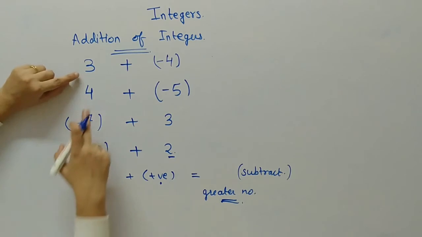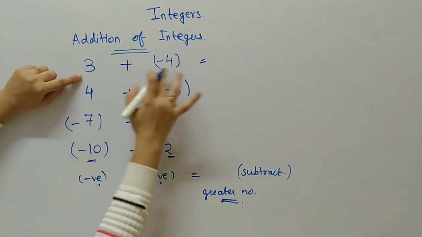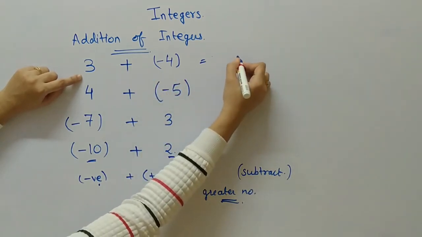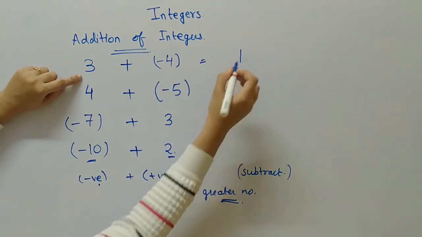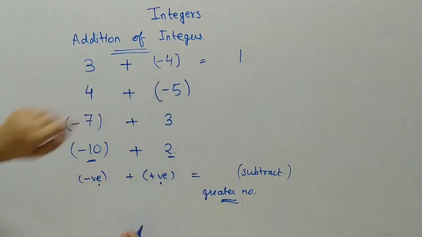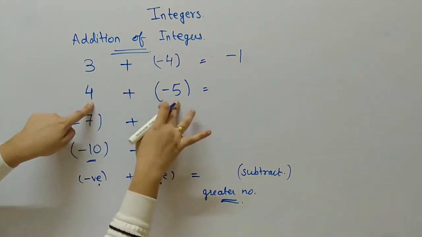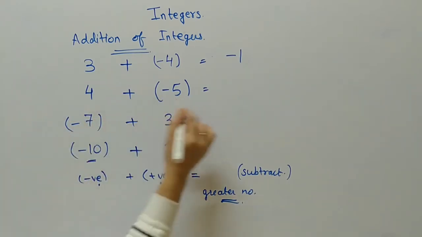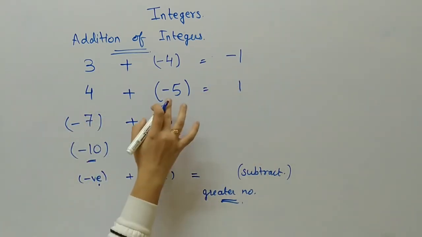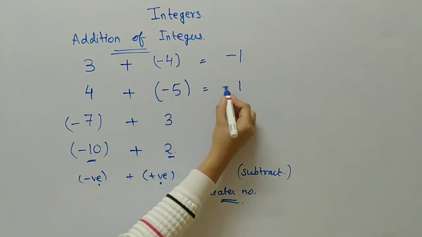Okay. So now 3 plus -4. We will subtract 3 minus 4. So 3 minus 4 is equal to 1. And now for the sign, as 4 is greater than 3, the sign will be negative, so -1. 4 plus -5. First of all we will subtract. So 5 minus 4 is 1. And since 5 is greater, we will apply a negative sign in the answer.